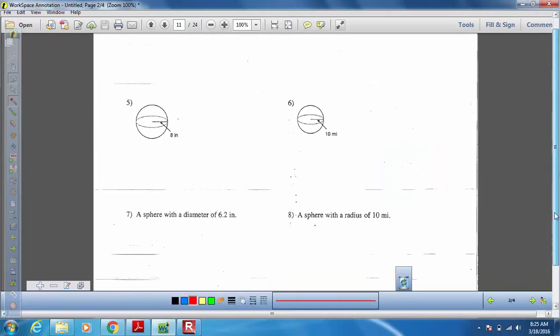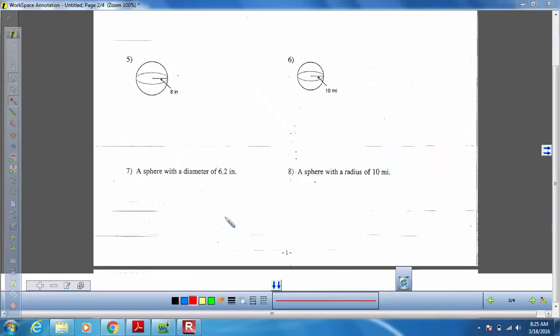Alright, let's try a word problem now. So let's look at number 7. Number 7 says a sphere with a diameter of 6.2 inches. So, since they give me a diameter, I need to divide this by 2 so I can get my radius. My radius is going to be 3.1. Now, I'm just going to plug it into my formula.